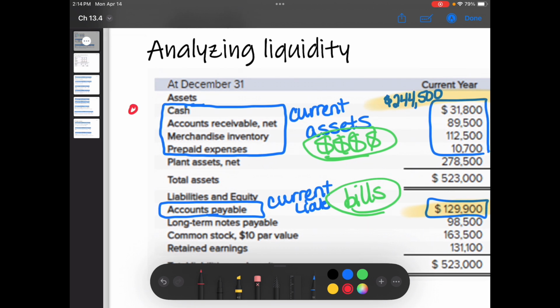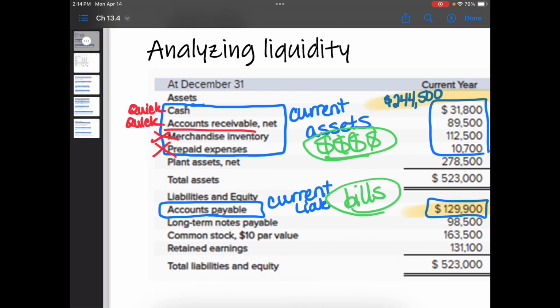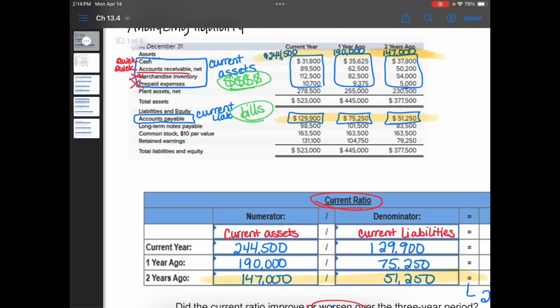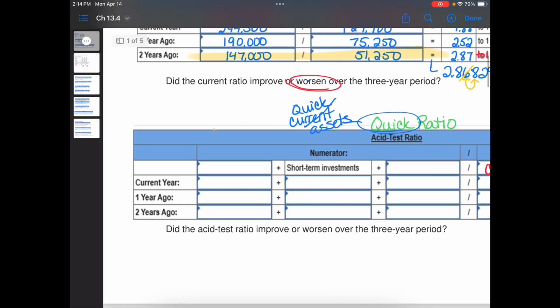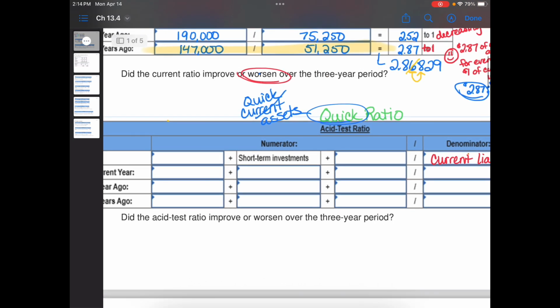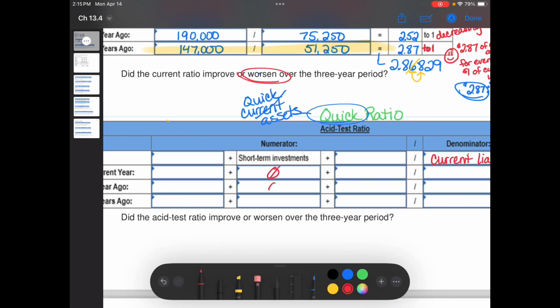So cash is of course a quick asset because it is already cash. Accounts receivable by definition is also a quick asset. It is when we could go to our customers and say, hey, we want that money right now. And merchandise inventory, nope, that is not a quick asset. Prepaid expenses, also not a quick asset. The other quick asset that we've learned in our book is short-term investments. That's like money when we invest in CDs, certificates of deposits. Those are great examples. We don't have any for this problem, so we can leave that off, but they did give us a spot for it.